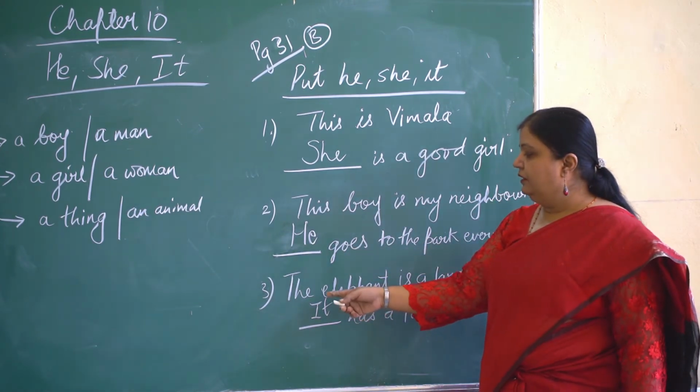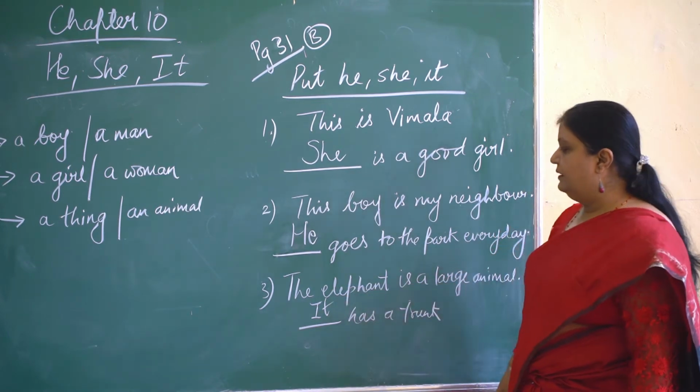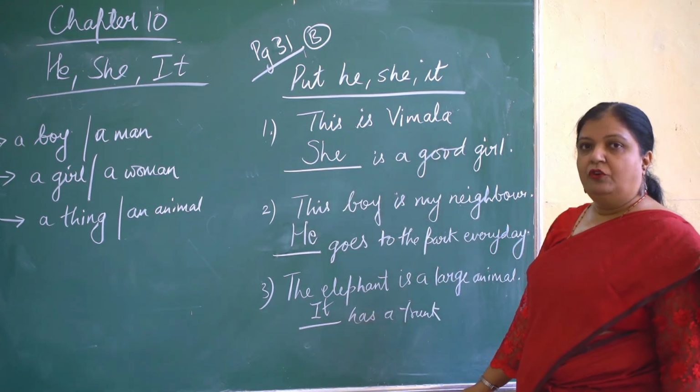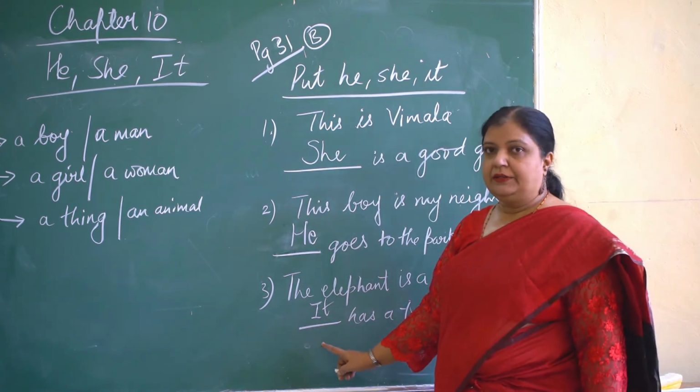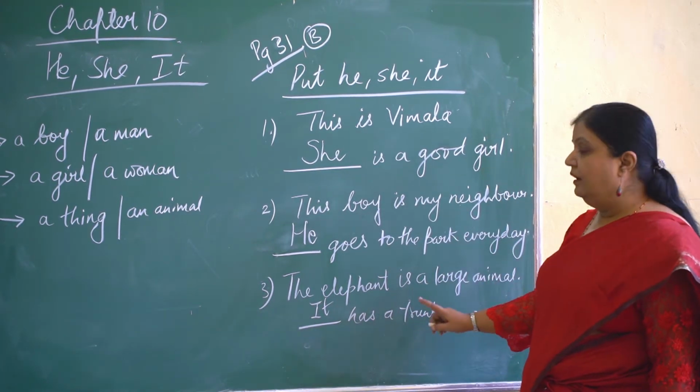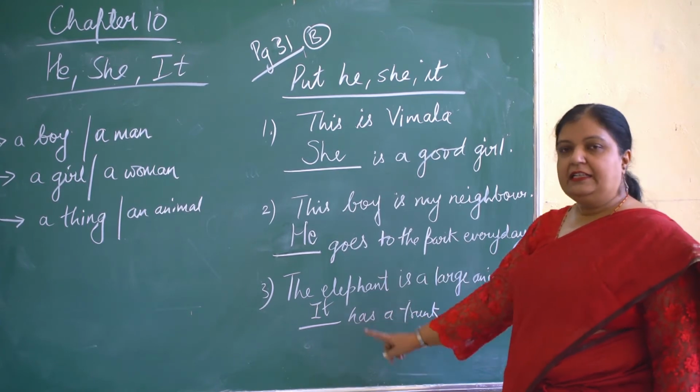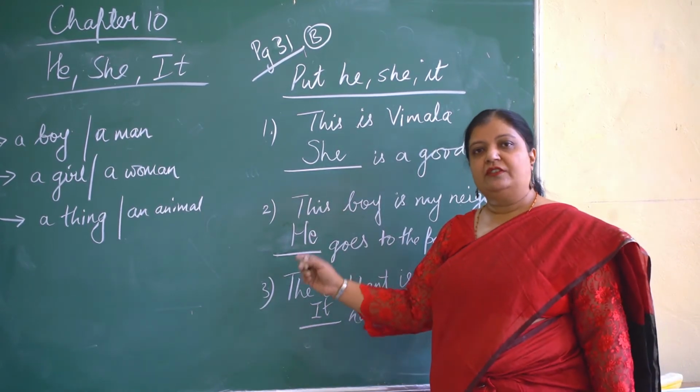Then the third one, the elephant is a large animal. For animal and for thing you will use it. It has a trunk. And the next three you can do easily because the concept is clear.